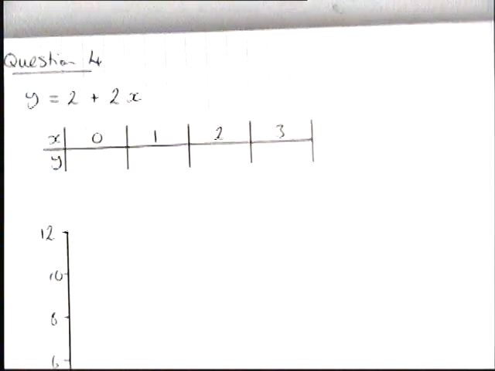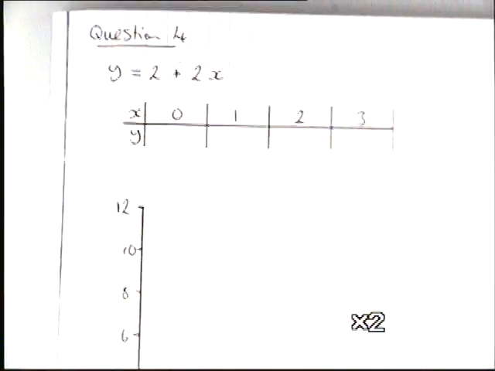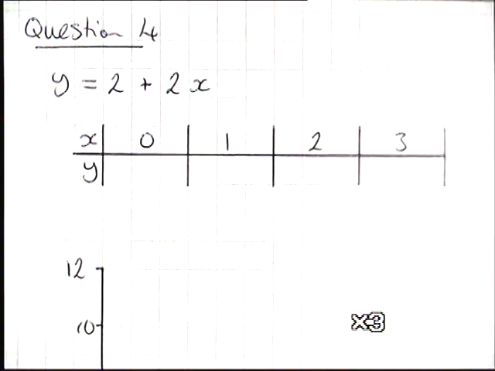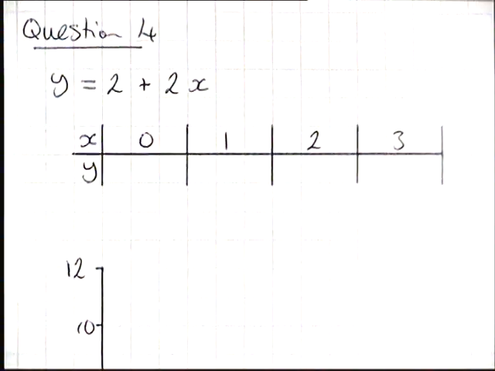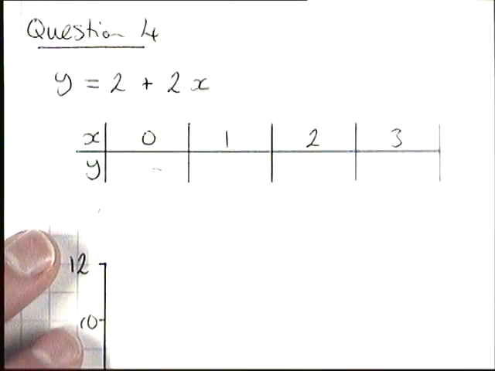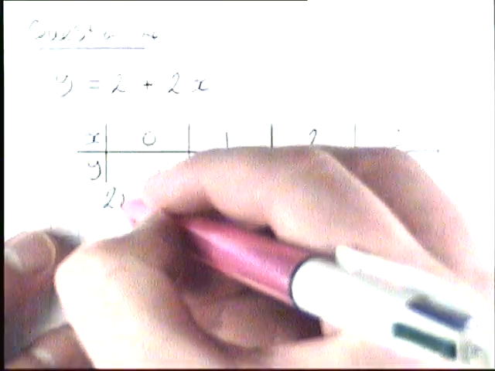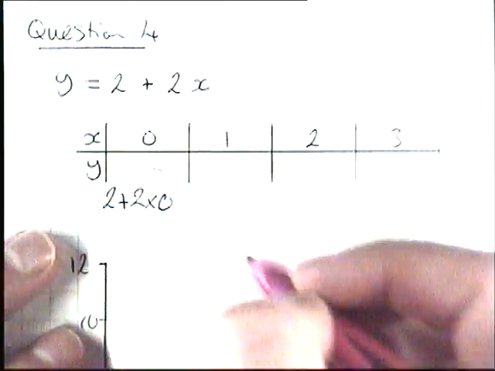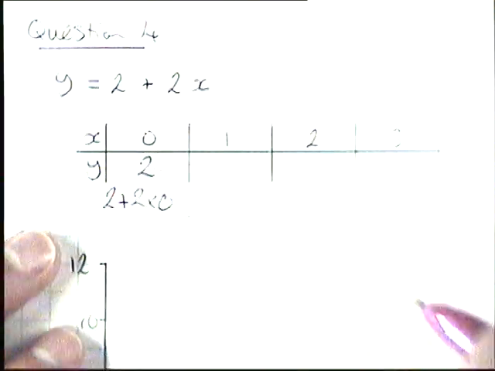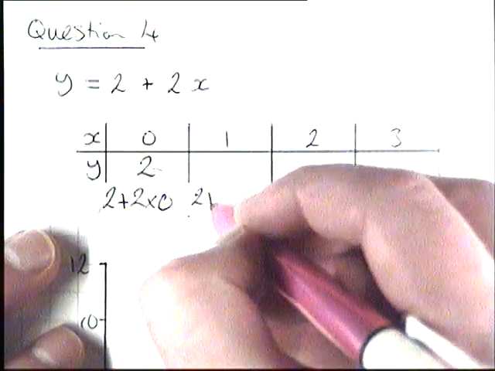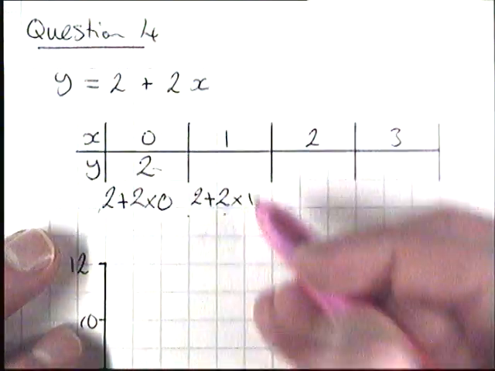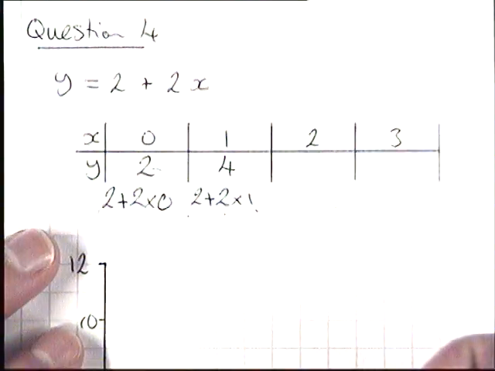Question 4. So you'll notice the 2 and the plus 2x are the other way around to how we'd usually expect them, but we're going to deal with it exactly the same. We're still just going to substitute our x values into our equation. So we're going to have 2 plus 2 times 0. 2 times 0 is 0. 2 plus 0 is 2. Next one, we're going to have 2 plus 2 times 1. 2 times 1 is 2, plus 2 is 4.